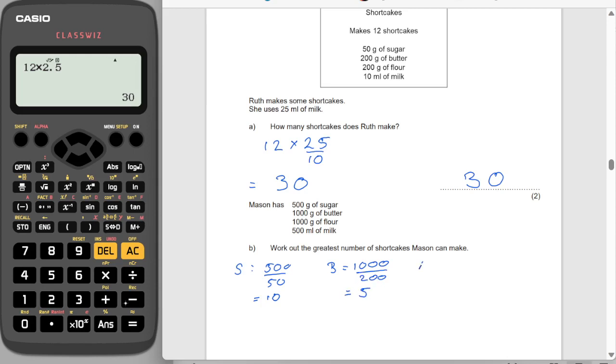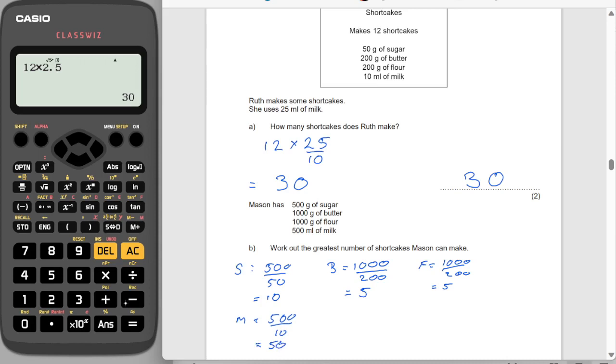For flour, he's got enough to make 1000 divided by 200 again, sorry, so enough to make 5 batches. And then for milk, we've got enough to make 500 divided by 10, so we've got enough milk to make 50 batches.